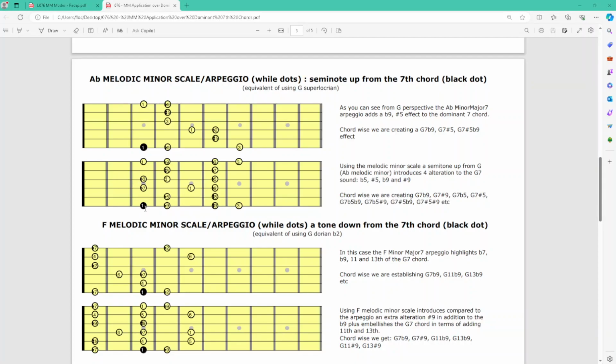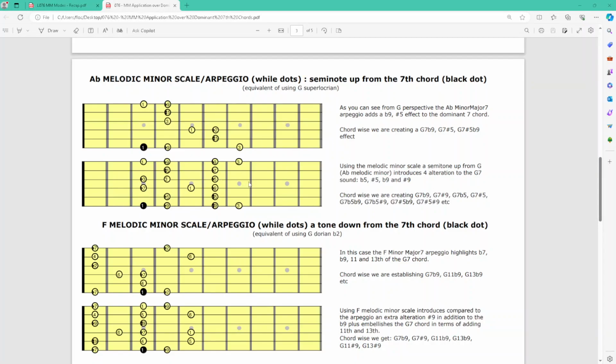And from a G perspective, what the A flat melodic minor is bringing to the game in terms of alterations is a flat 9, a sharp 9, a flat 5, a sharp 5. And the flat 7, as you can see, is in common, and the third is also in common with Mixolydian. But if you look at what I've written here on the side, it's going to explain even further what it is that you're creating, in particular in terms of underlying chords. So these are chords that you can use because you're applying this.